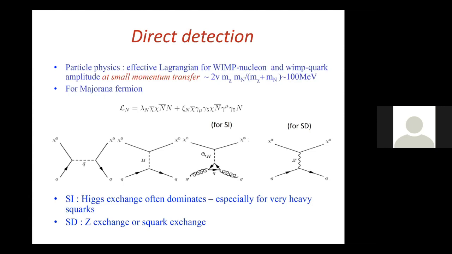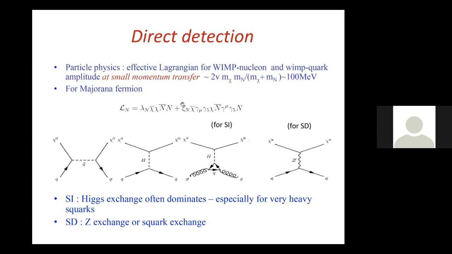And you also have interactions that will contribute to spin-dependent scattering, for example, through the exchange of a Z. There's also a contribution for quarks for this spin-dependent interaction. But you see that whatever the underlying particle physics model is, once you assume that dark matter is a Majorana fermion, you have a limited number of operators, and all the new physics can be described in these effective couplings here that characterize spin-independent or spin-dependent operators.